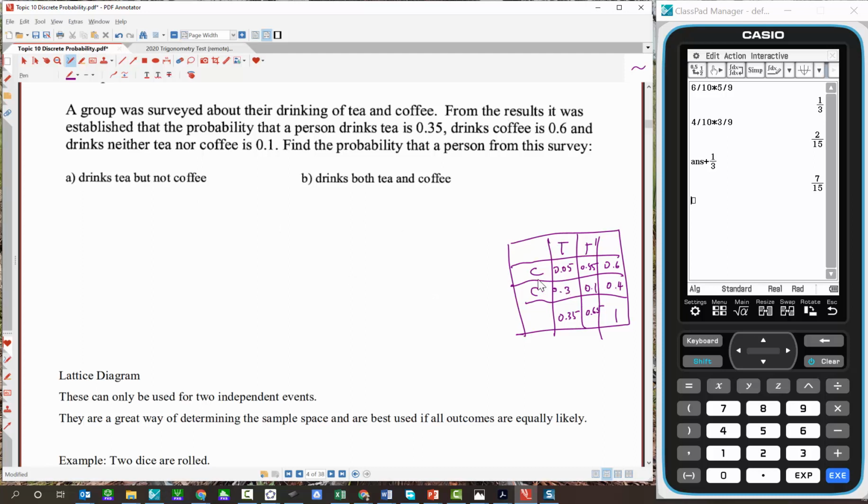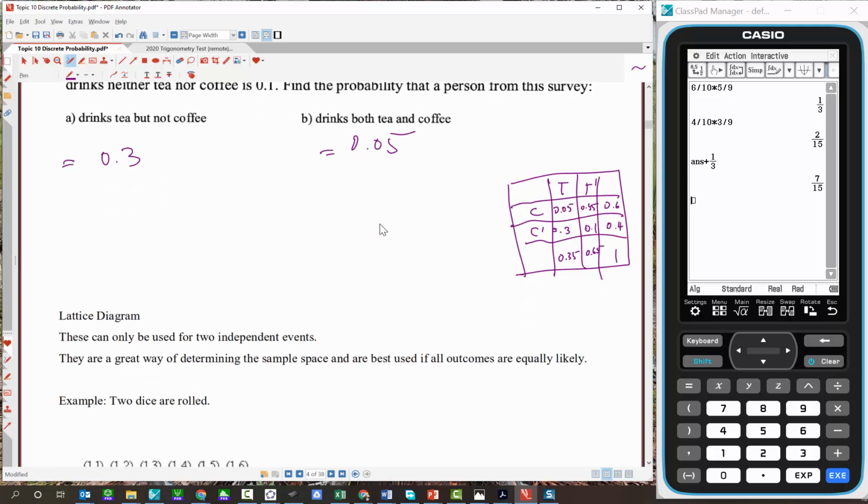Okay, drinks tea but not coffee. So that's tea and not coffee. So that's 0.3. Both tea and coffee, 0.05, which seems rather low. Seems to be a popular thing. Tea in the evening, coffee in the morning, but who am I to judge this?